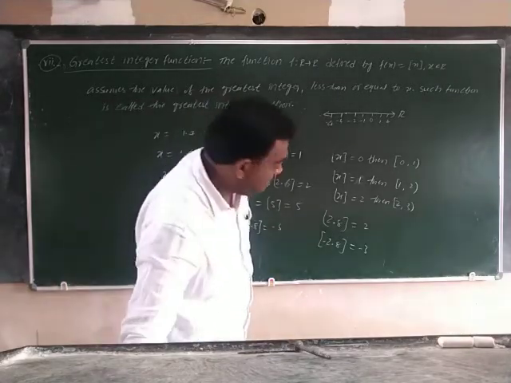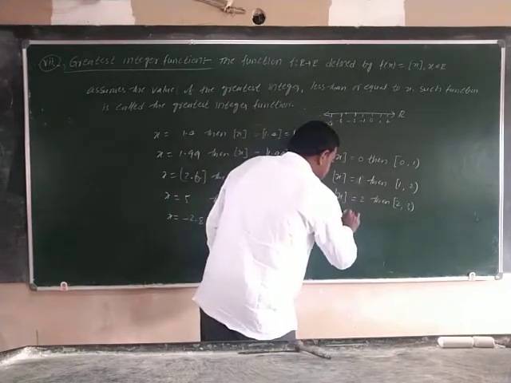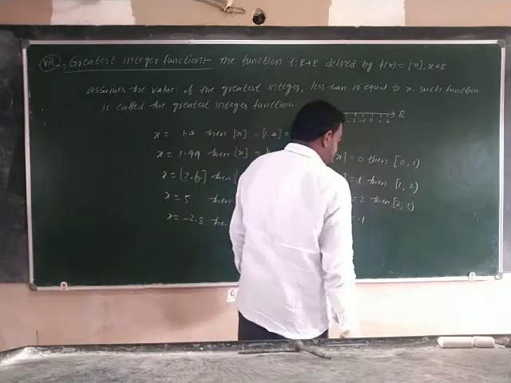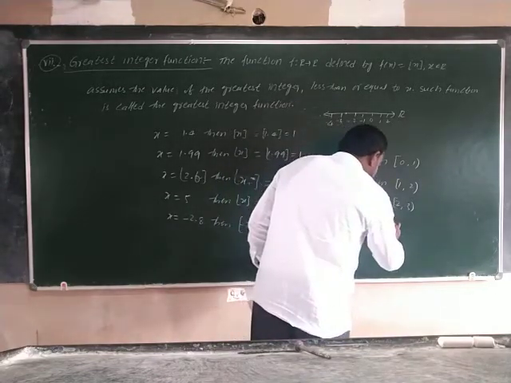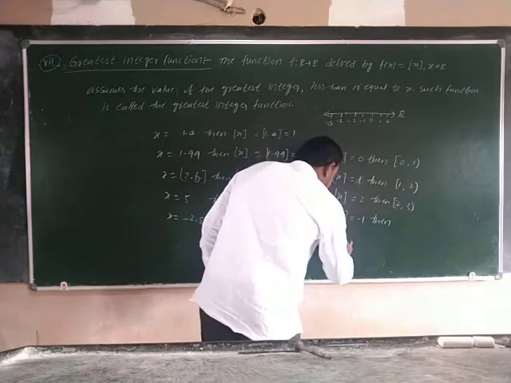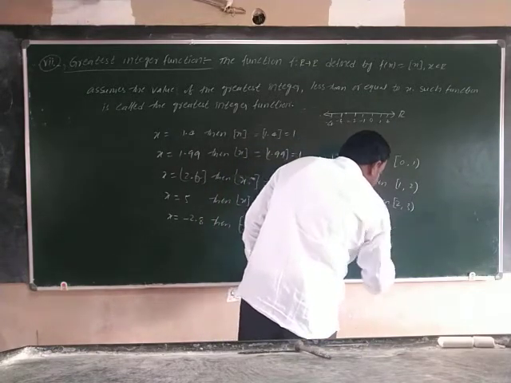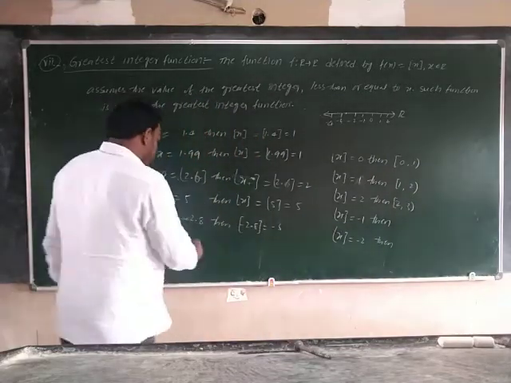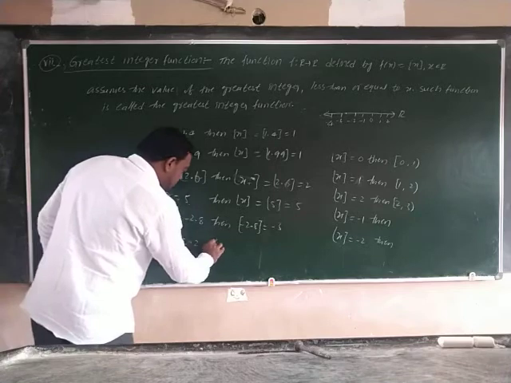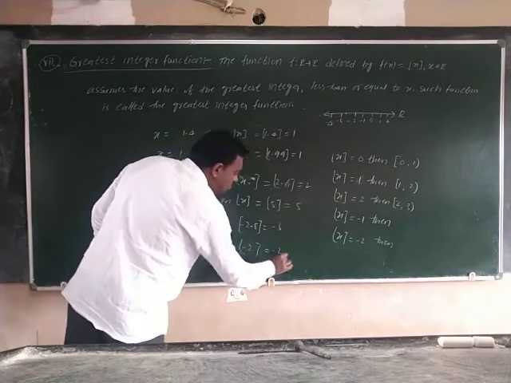Understood? Now you see, for negatives, take some negatives. Say the greatest integer of x is equal to minus 1. Then what x values are we getting? Greatest integer of x is equal to minus 2. Then what x values are we getting? Greatest integer of minus 2 is equal to minus 2 only.